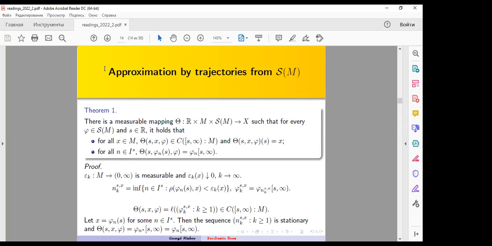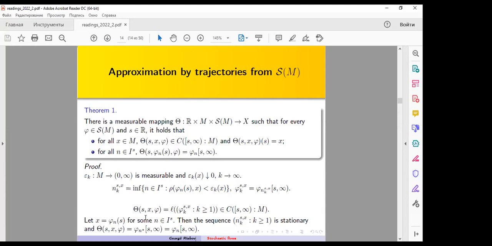It turns out that we can construct a measurable mapping from R times M times the space of skeletons into X. It takes a skeleton phi, and to every point (s, x), it associates some continuous trajectory in such a way that this trajectory starts at time s from x, and also this mapping preserves trajectories of the skeleton.